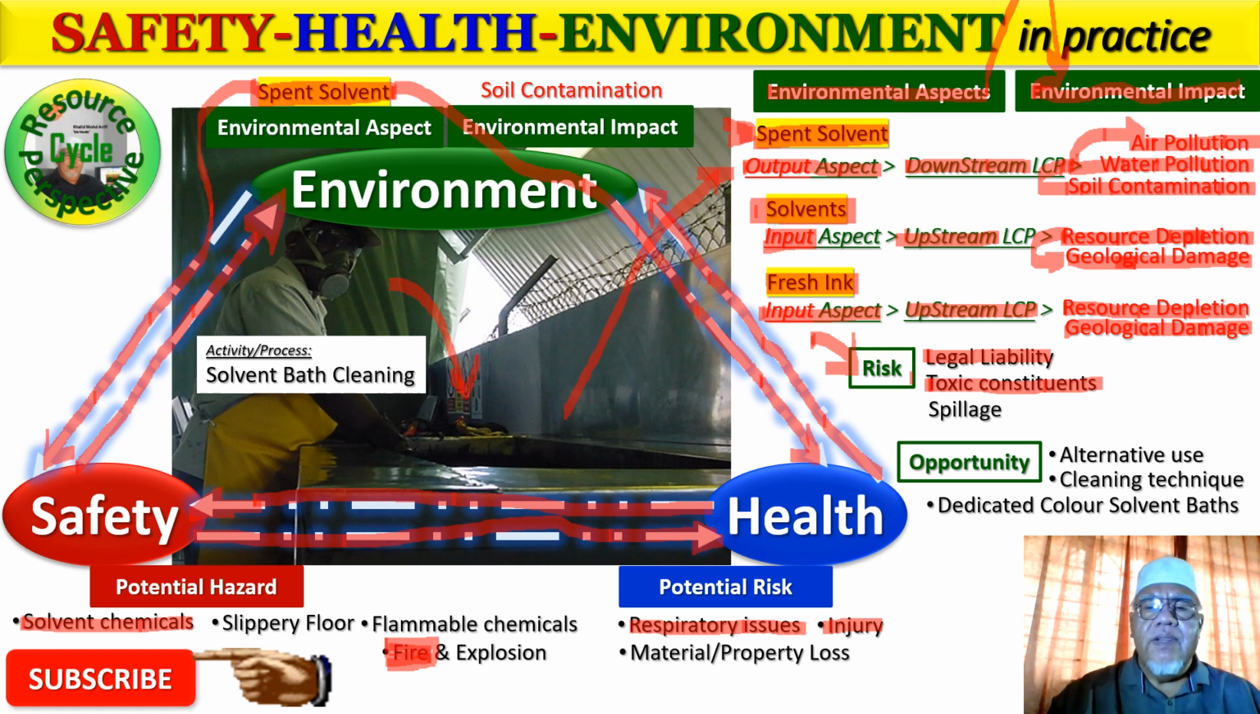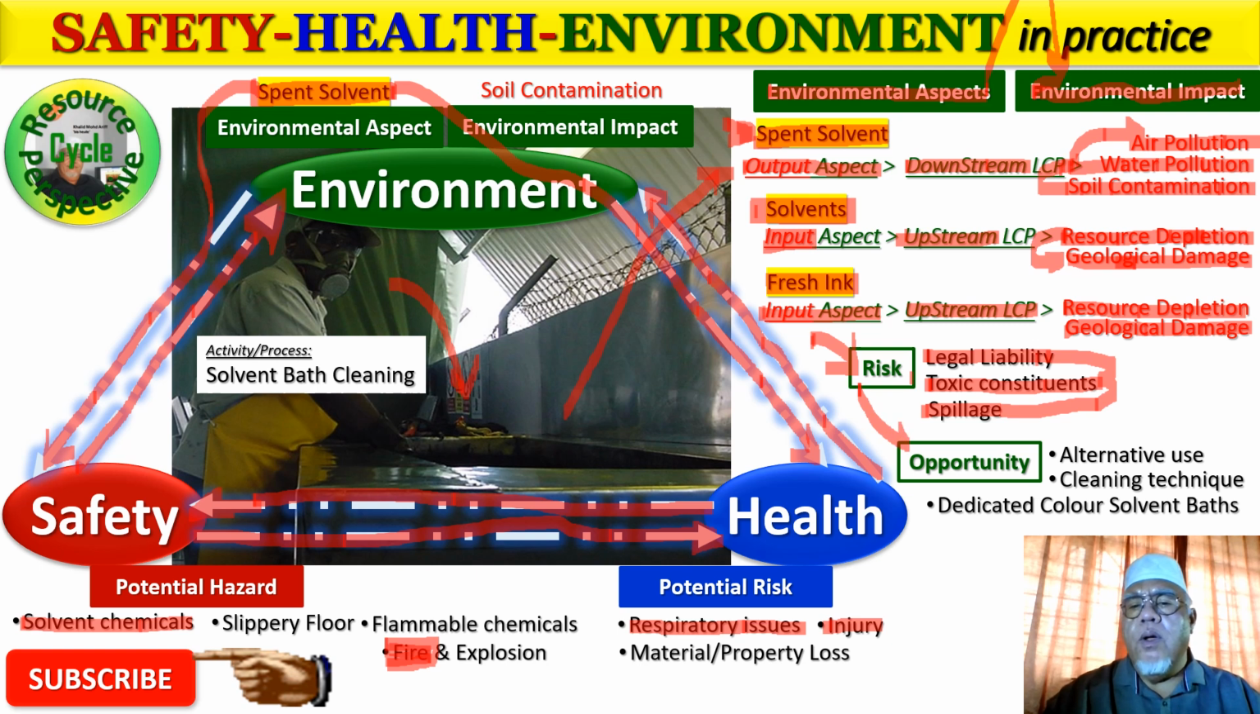Otherwise, we do not know how to manage that spent solvent. We just say it's spent solvent, and we do not know the level of toxicity. And there's another risk associated with it, which is spillage. Therefore, we have to run a management system that covers all of this: legal liability, toxic constituents, and also spillage, to say the least. So our SOP in the management of spent solvent has to include these items or information related to risk.